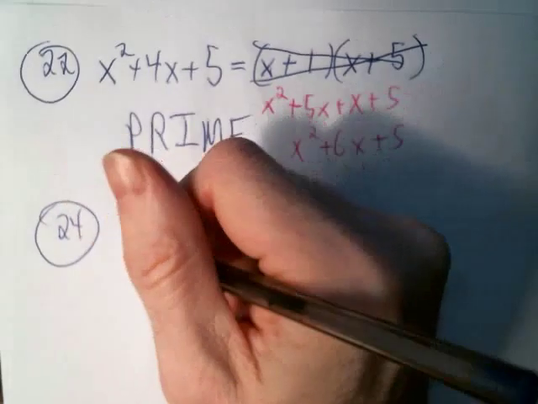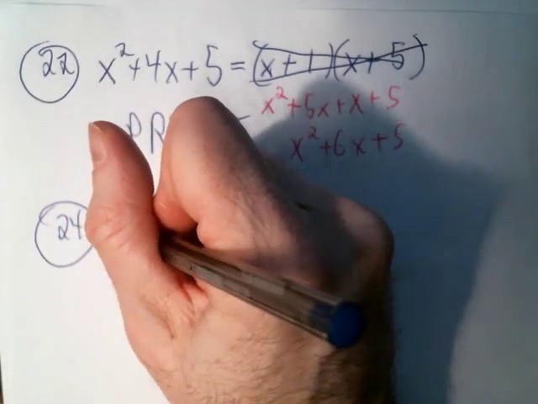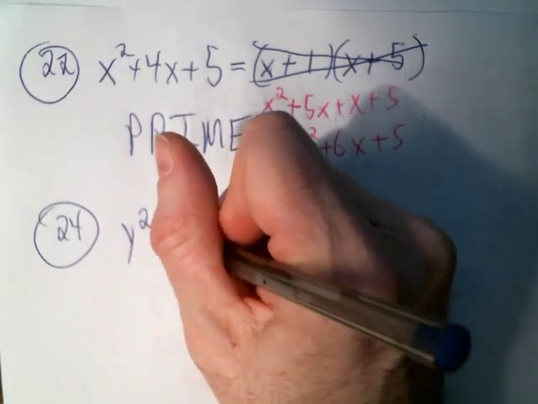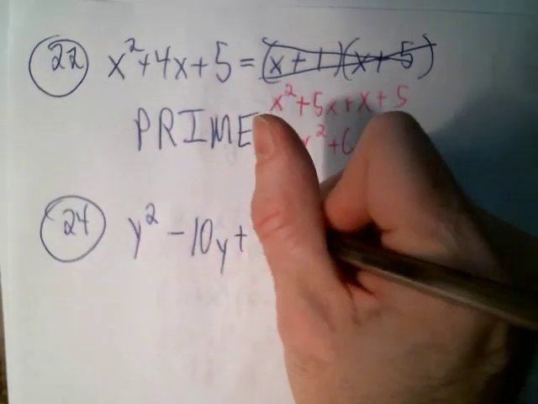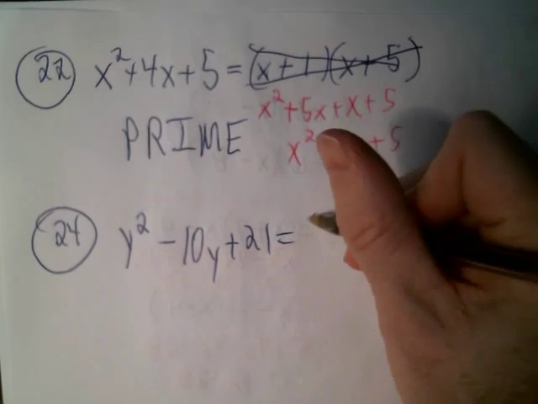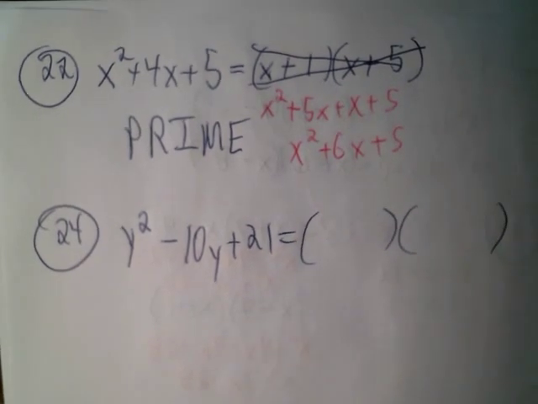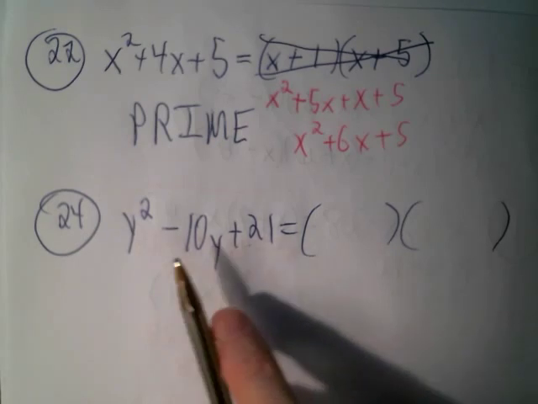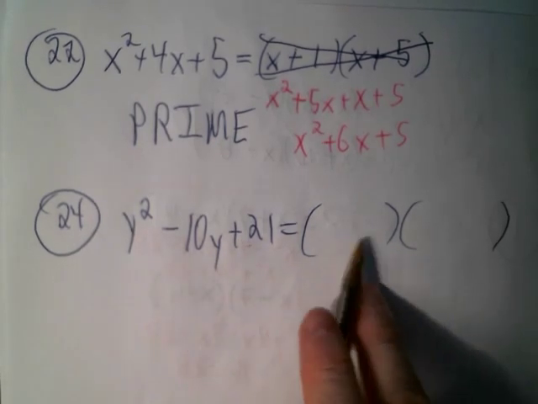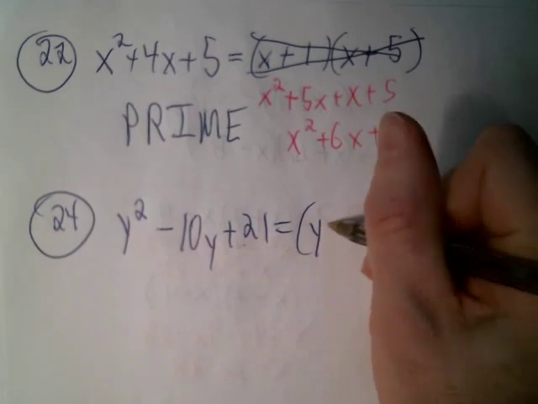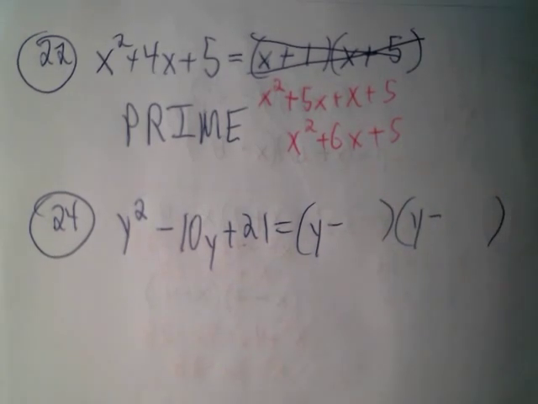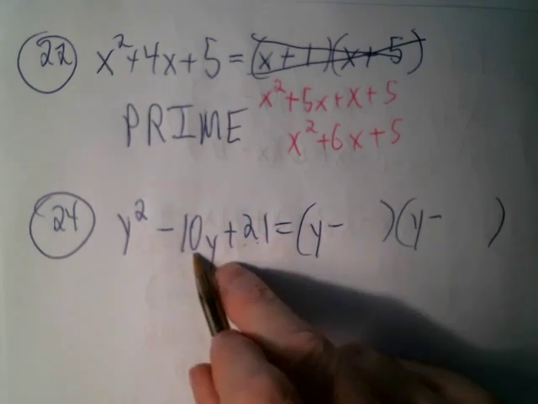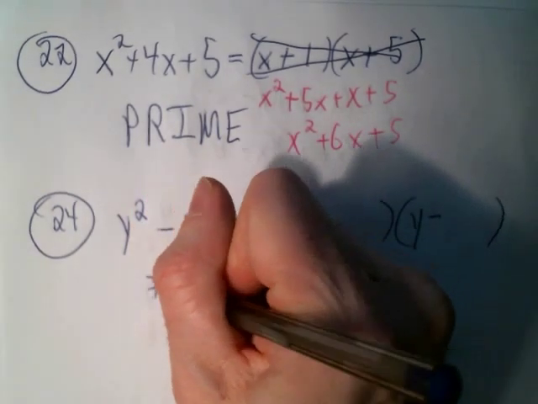Anyways, let's look at another one that's just a random problem. y squared minus 10y plus 21. So this time the form is, because of this sign and this sign, it's minus minus. So we have y minus and y minus. And then we want two numbers that multiply to give 21, but add to give 10. So that's 7 and 3.